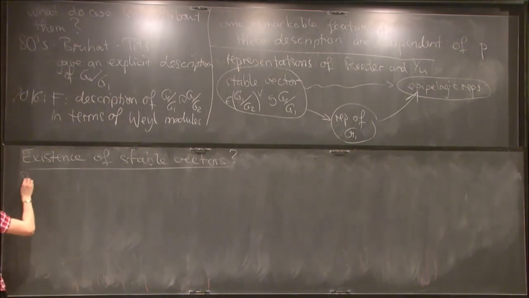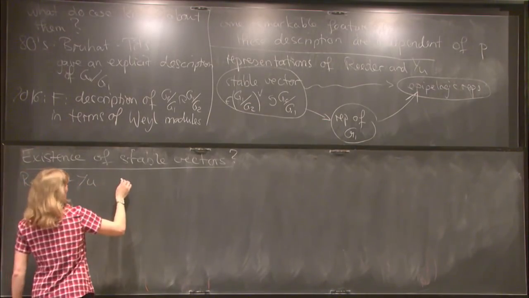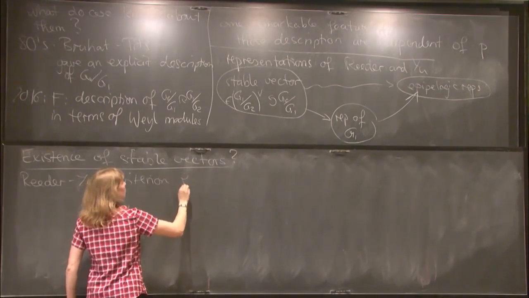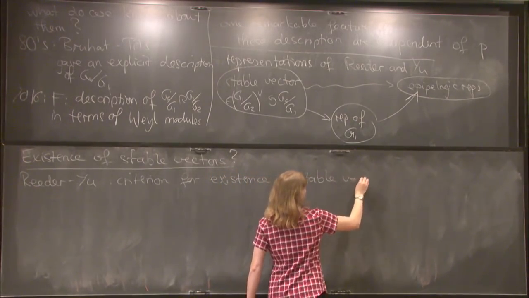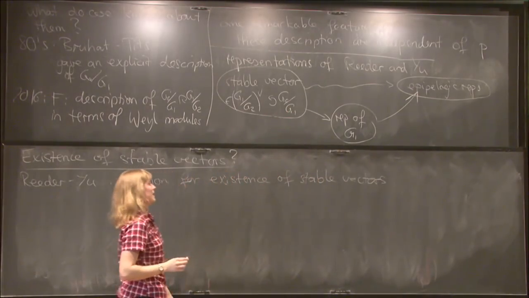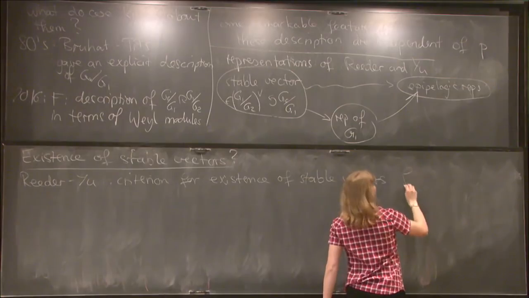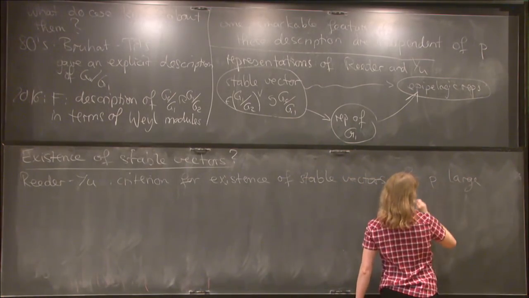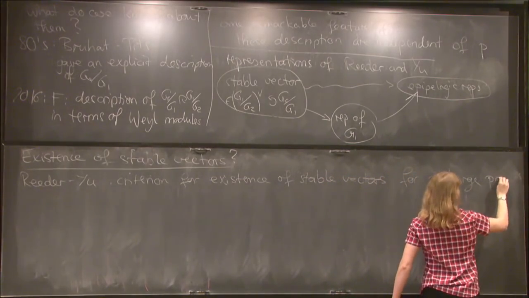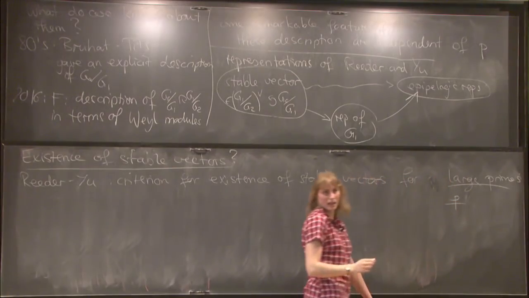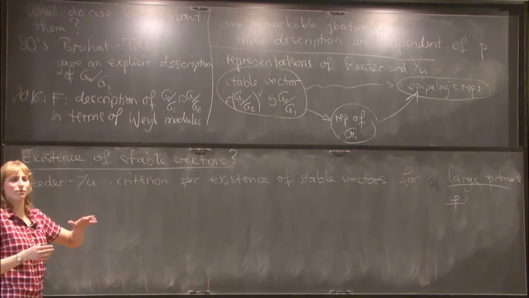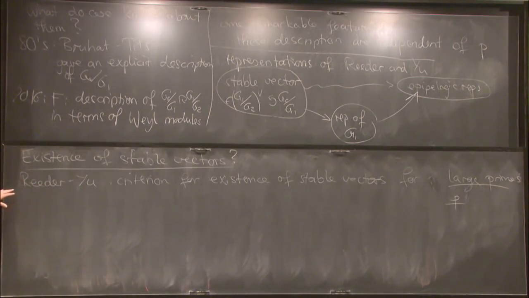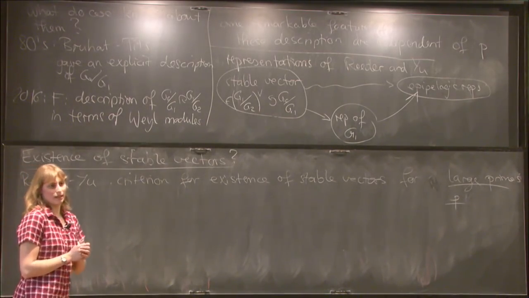So Reeder and Yu, when they gave the construction, they gave a criterion for the existence of stable vectors in this setting here. But they assumed that the prime p is large, for large primes p. They gave a very nice criterion. So the criterion is something in terms of some combinatorial data, and they said, okay, for all the simple groups we know, we write down a list and tell you precisely when these stable vectors exist. And unfortunately, their proof really heavily relies on the assumption that the prime p is large.